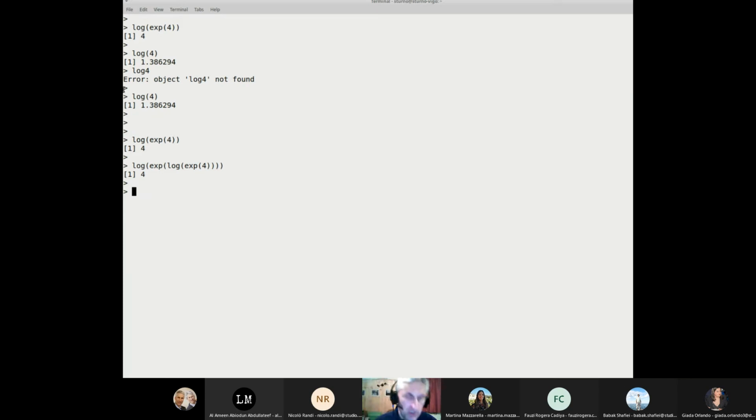Let's suppose that you don't know how to compute a logarithm with base 10 in R, okay? Because this log here is of course log in base e. You see, I compute log 4. If I compute log 10, you see the result is 2.30. What should I use if I want to compute the logarithm in base 10?